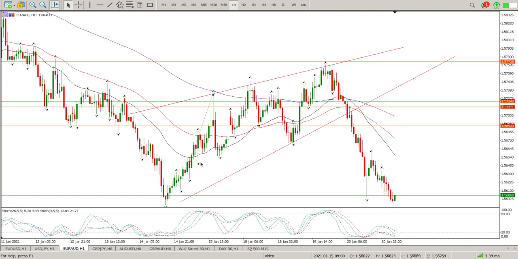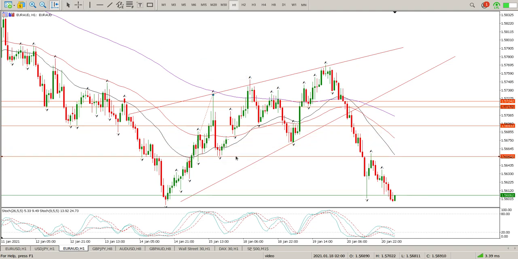Just look at these areas here. Okay, so look there, and that's what you're going to be looking for. So that would be my first area. That was tested there.